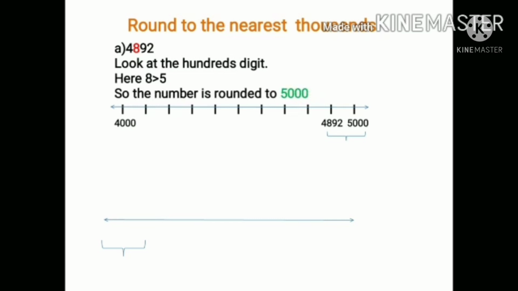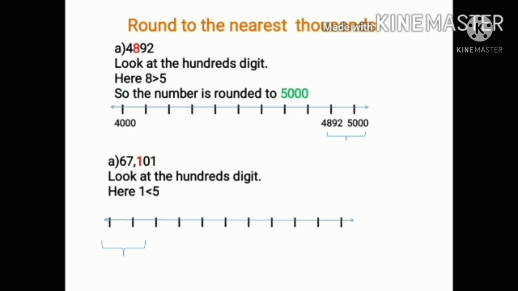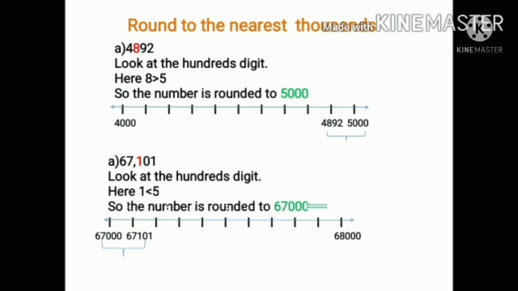Okay. Now let us see the next example, 67,101. Now the digit in the hundreds place is 1 and 1 is less than 5. So the number has to be rounded down. Now let us see where the number lies. The number lies between 67,000 and 68,000. And 67,101 is nearer to 67,000. So the number is rounded down to 67,000.